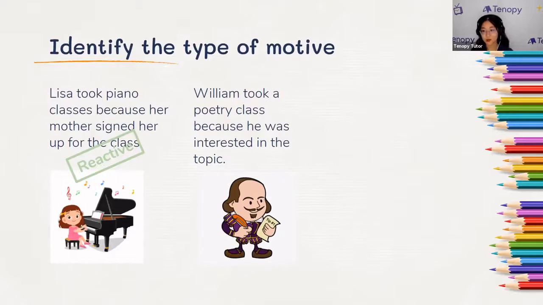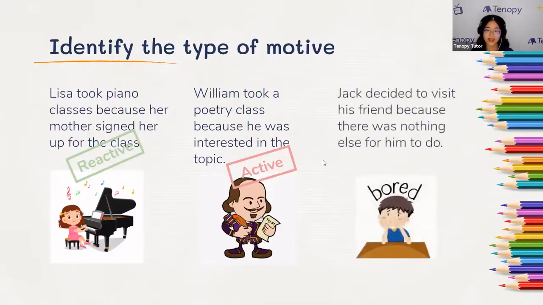The action is William took a poetry class. The reason is he was interested in the topic. Active motion, reactive motion. Very good, Sarah. Anyone else? All right, active or reactive? Very good, Ariel. Is there a second character in this story? Very good, Evangeline. Active motive. Very good. This is an active motive because there's not a second character in the story. William took a poetry class because William is interested in the topic. It's all about William. All right, so it's an active motive.